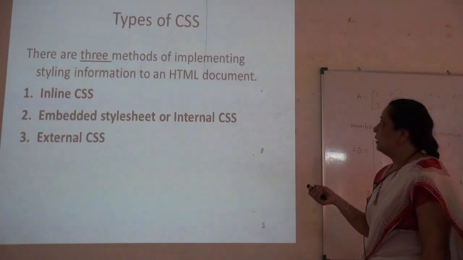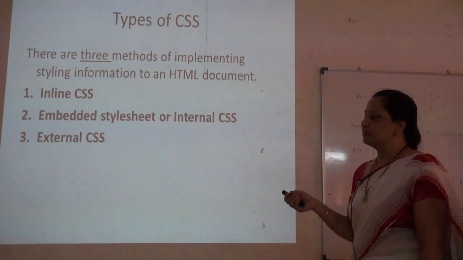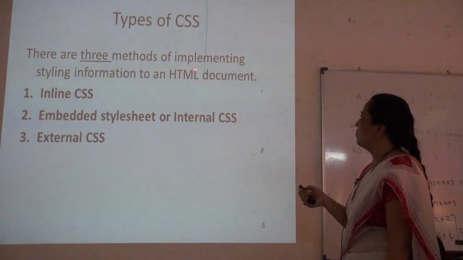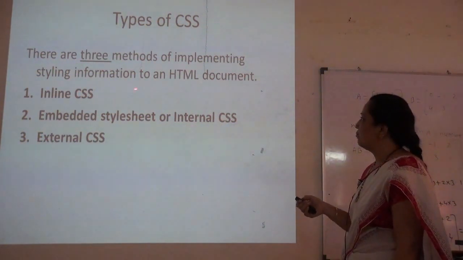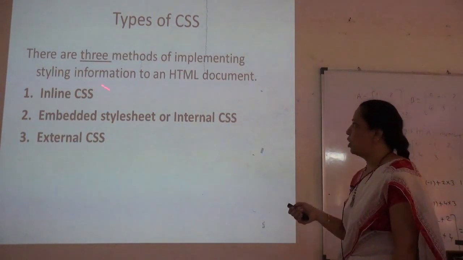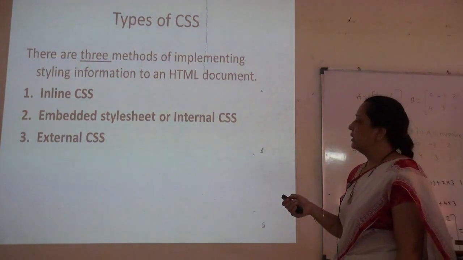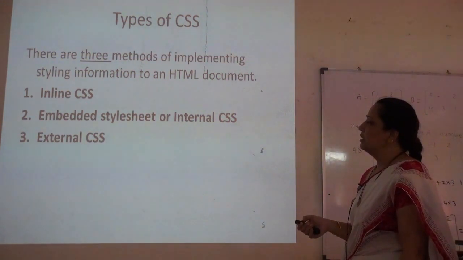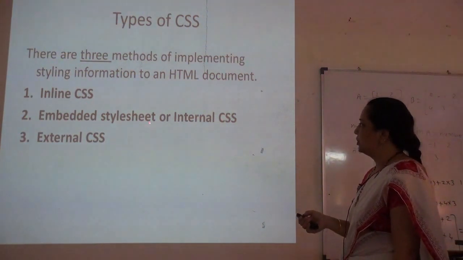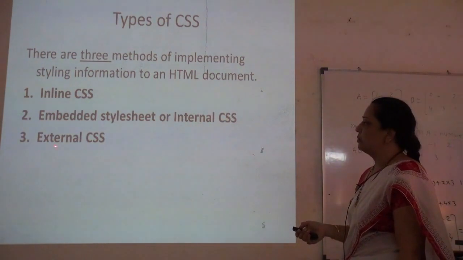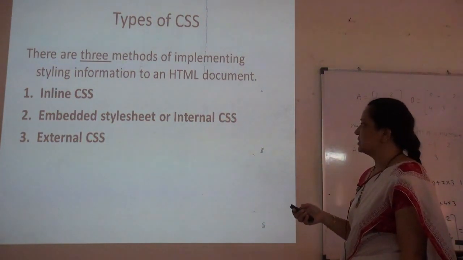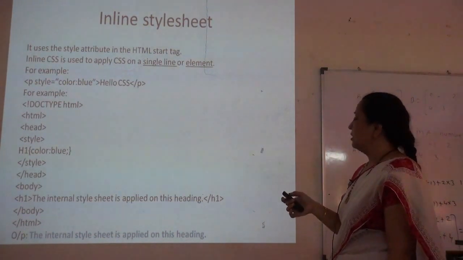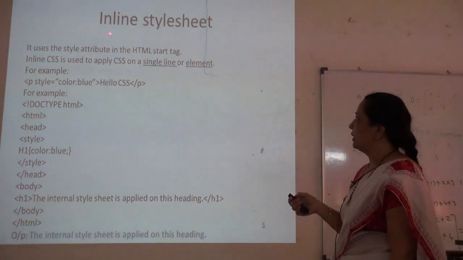There are different types of CSS. We are going to see that there are 3 methods of implementing styling information in an HTML document, or in short, there are 3 types of CSS. Number 1, inline CSS; number 2, embedded style sheet or internal CSS; and number 3, external CSS. Now we are going to discuss the first type, that is inline style sheet or inline CSS.